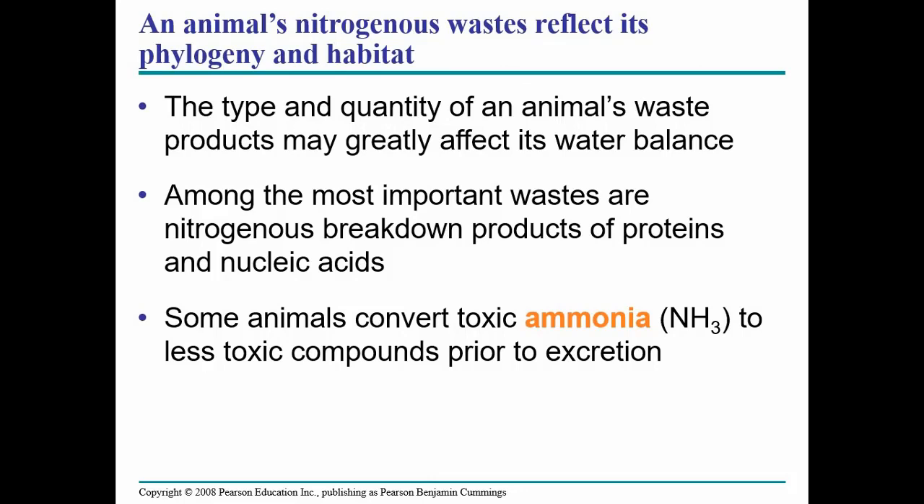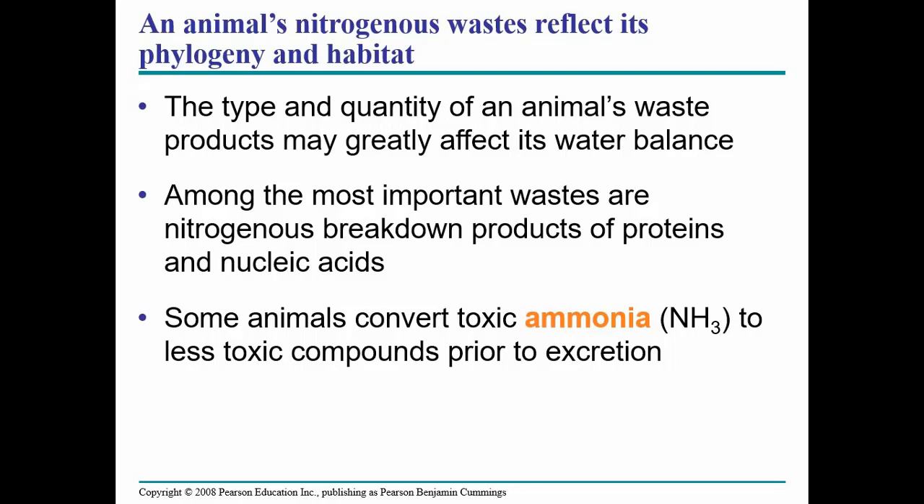And now we're going to talk about excretion. Excretion is very closely related to the nitrogen waste that becomes the excess from metabolism. The type and quantity of animal waste product may greatly affect its water balance. So the environment and how the animals get water will influence how they also rid of the waste, especially the nitrogen waste.